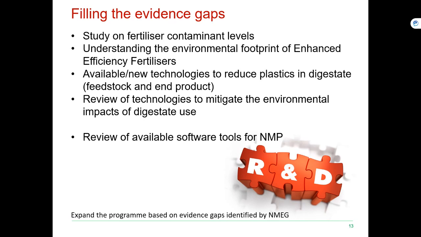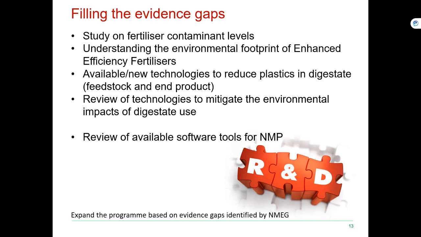We have an ongoing study that's looking at technologies to mitigate the environmental impacts of digestate use as well. Anaerobic digestion is actually being promoted in the UK at the moment as one of our solutions to green energy. But of course we need to have something that we can do with the end product, and actually digestate gives us other issues around ammonia emissions, for example, and reducing water quality.